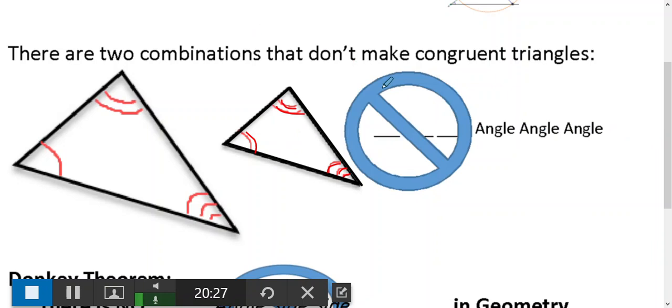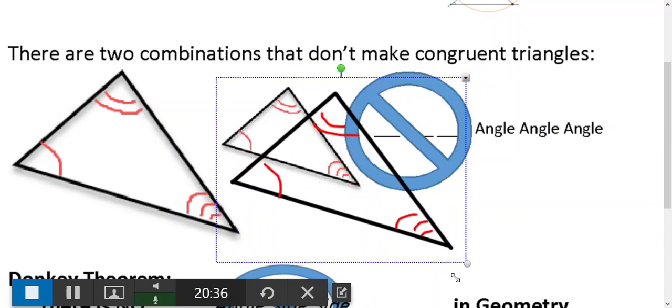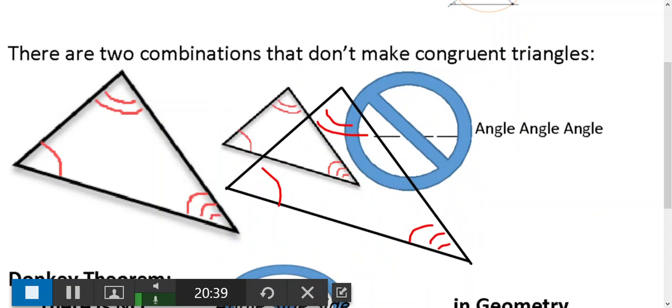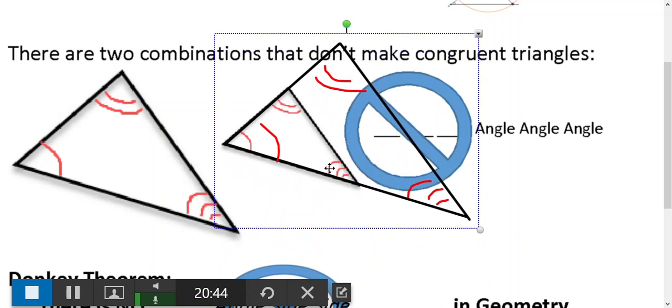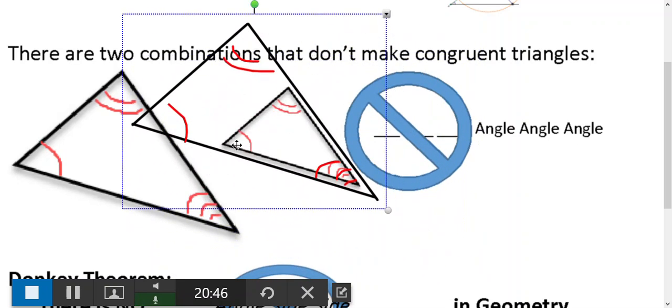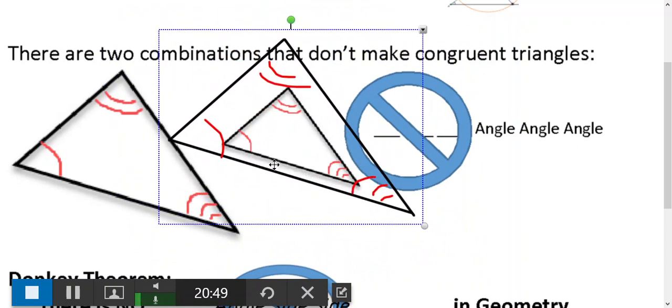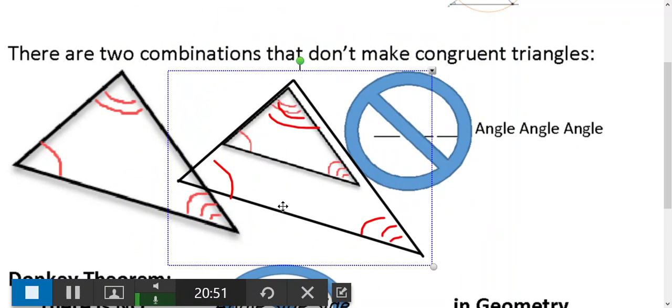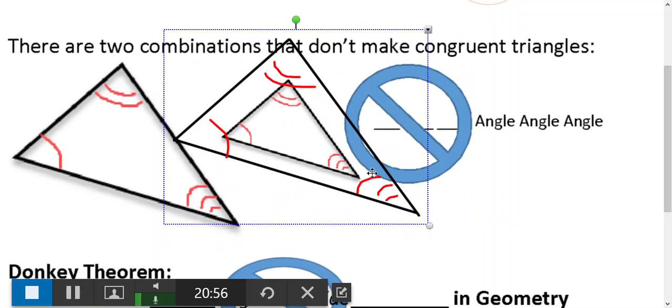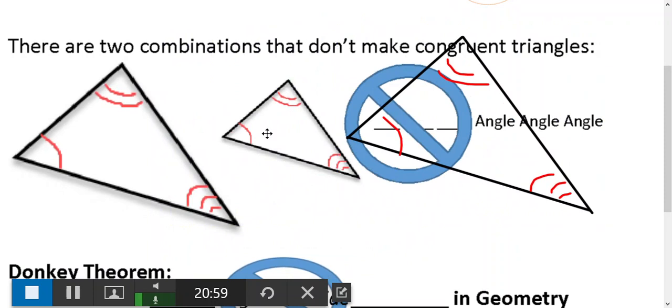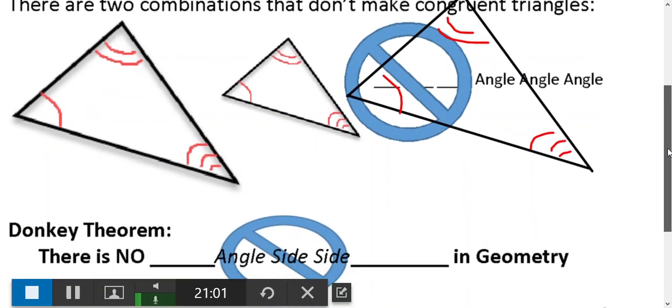The first one of these is angle, angle, angle. This does not work. They're not congruent, and I would like to show you why. If we have a triangle that gets bigger, I want you to see that the angles are still the same. The angles are exactly the same. And there's the third angle. The triangle got bigger, but the angles all remain the same. So just having three angles isn't enough to tell us the triangle's the same, because these are both triangles with the same angles, but they're not congruent.